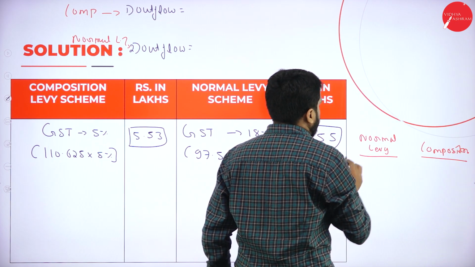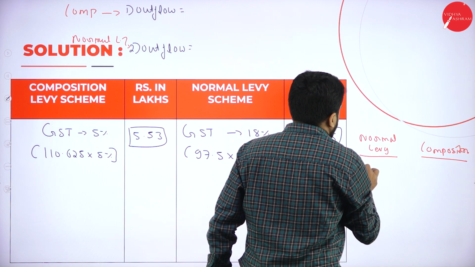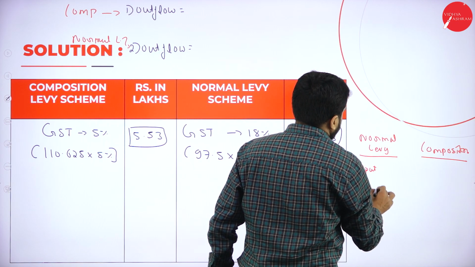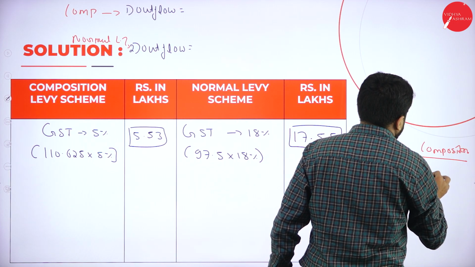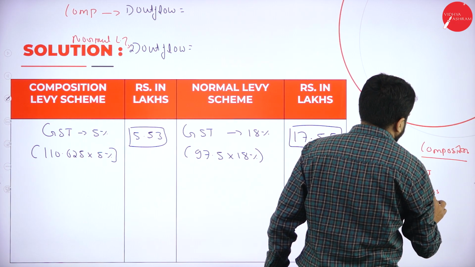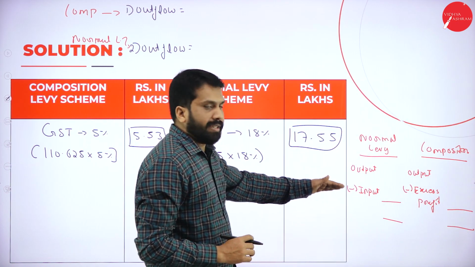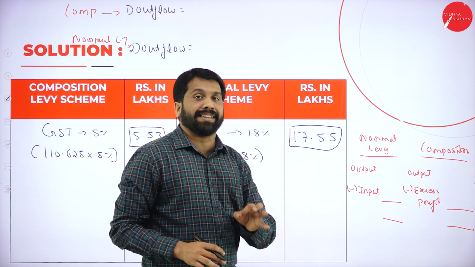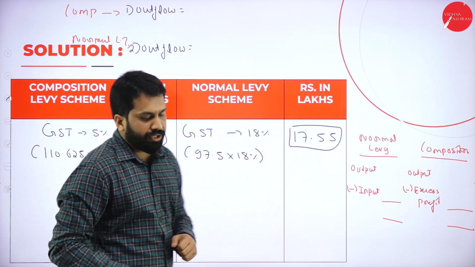So what is the procedure? Procedure is very simple. Under normal levy, output minus input is your answer. Here, output minus excess profit is the answer. This much only. Output minus input. Under composition scheme, we cannot go for input tax credit. That's why output minus excess profit. How to go for this? I'll show you.